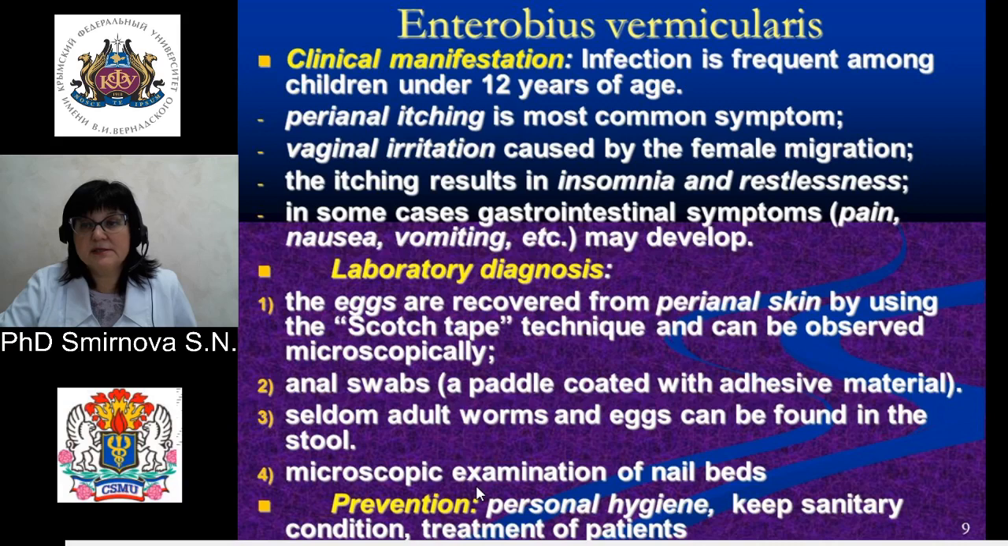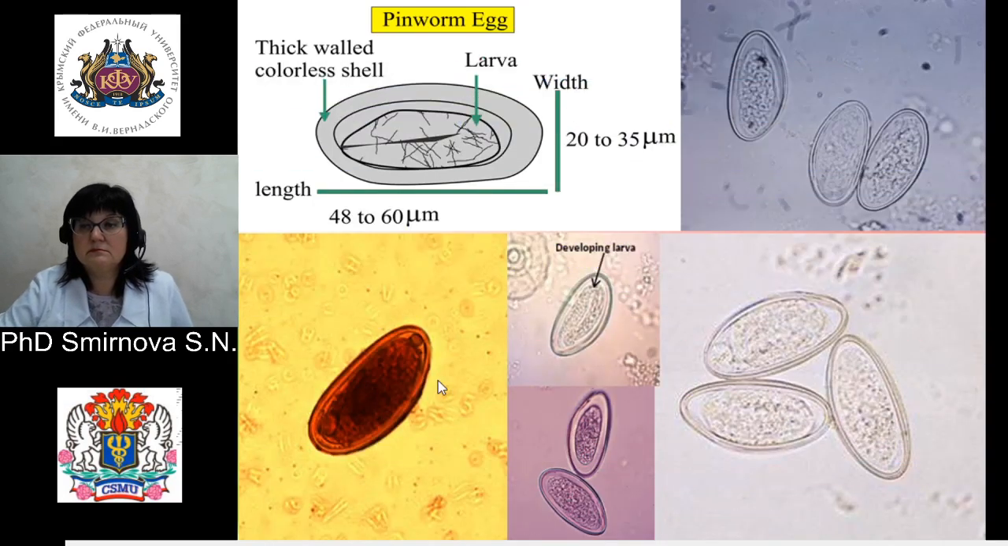Enterobius vermicularis causes the disease enterobiasis. Infection usually occurs in children under 12 years of age. Laboratory diagnosis is usually stool examination. Prevention is personal hygiene. On this slide, we can see eggs of the pinworm.